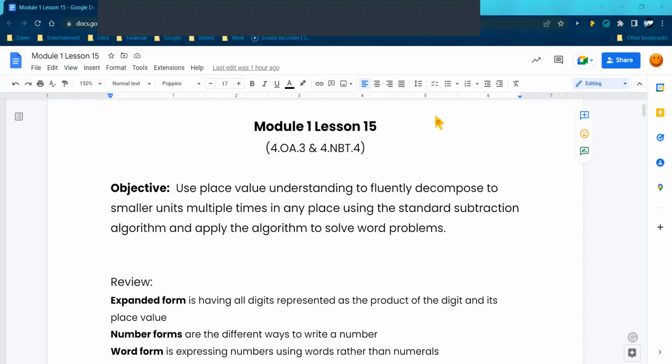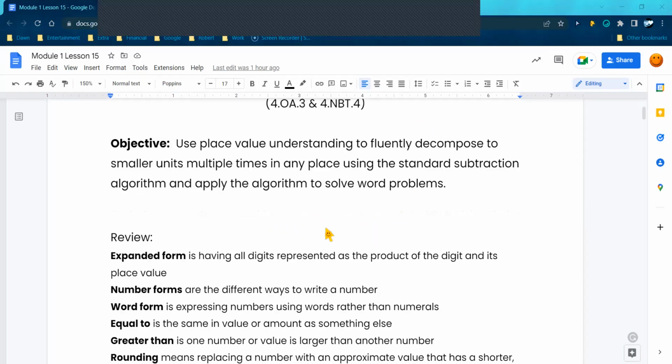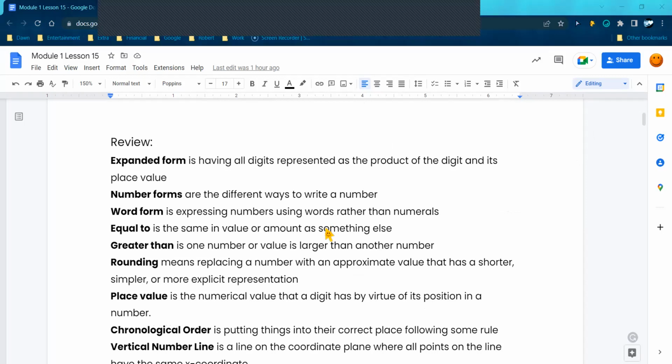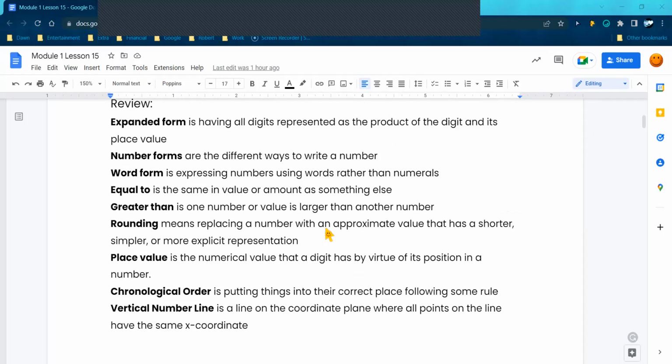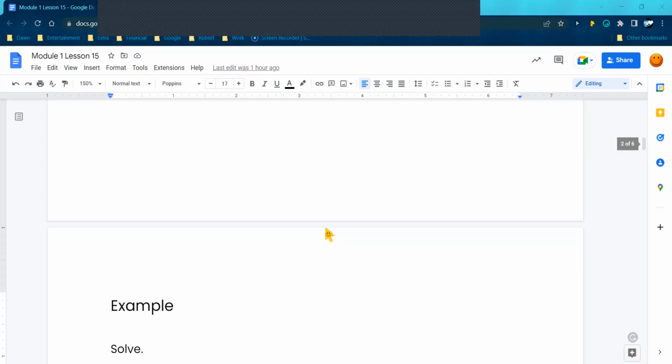Our objective today is to use a place value understanding to fluently decompose to smaller units multiple times in any place using the standard subtraction algorithm, and then apply this algorithm to solve word problems. So let's go and look. Right here is our vocabulary words. If you feel like you need to review them, go ahead and pause the video and review them. If not, just come along and let's go look at our example.